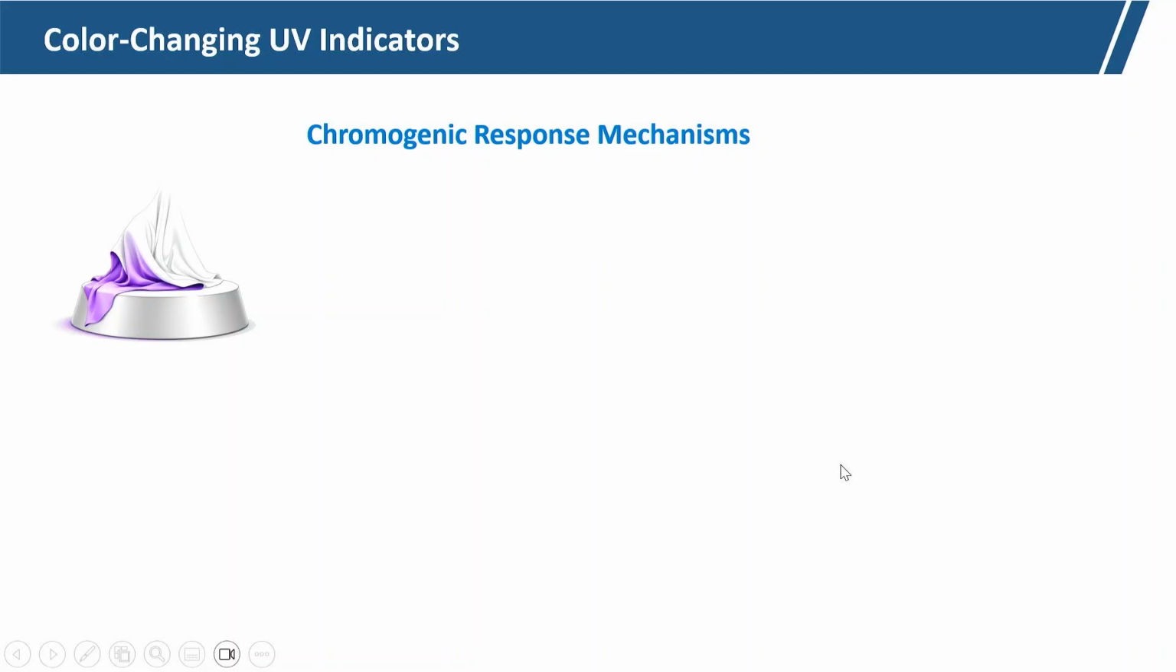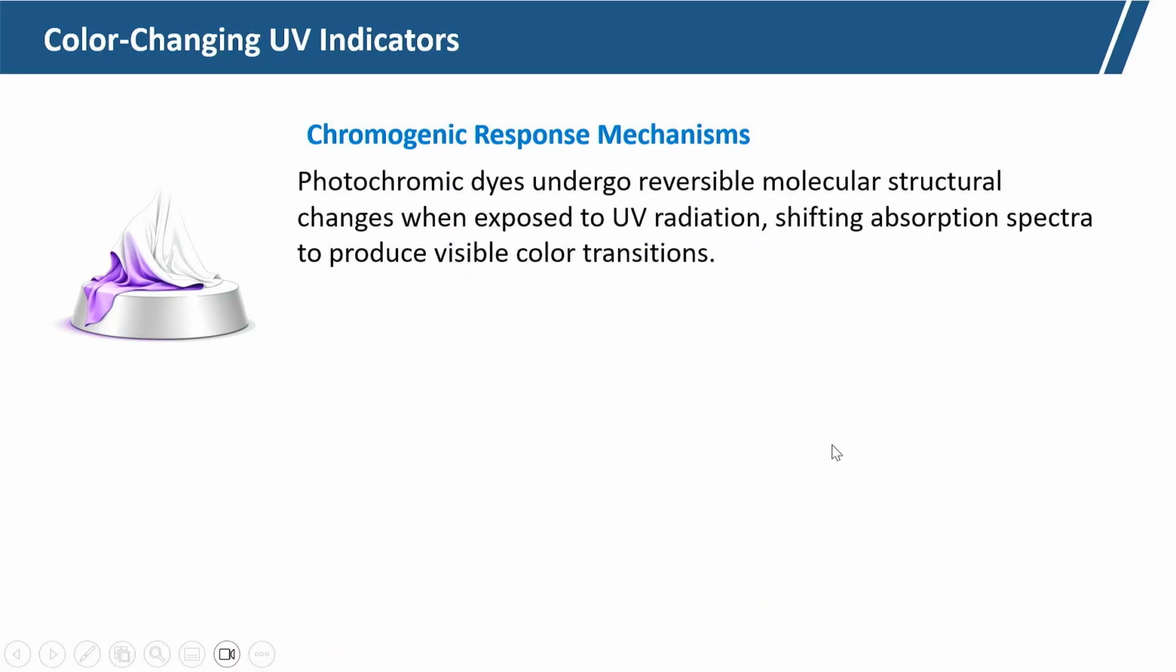Chromogenic response mechanisms are there. Photochromatic dyes undergo reversible molecular structural change when we expose them to UV radiation. So, there are special dyes. When a photochromatic dye is exposed to different levels of UV ray, it changes its color.